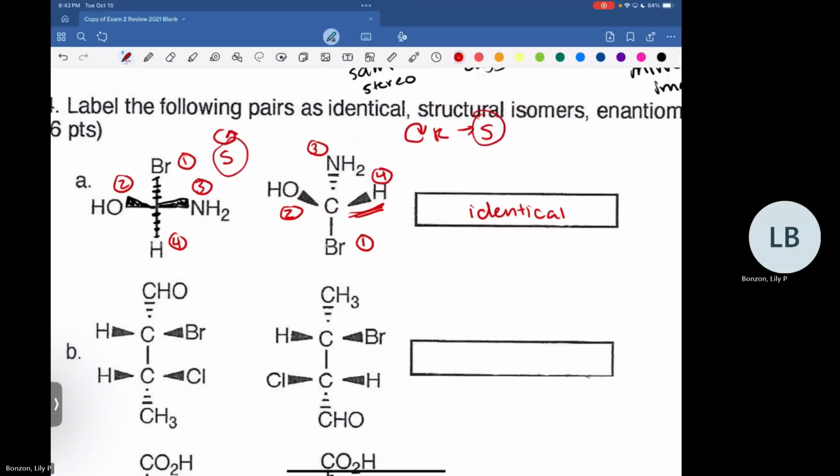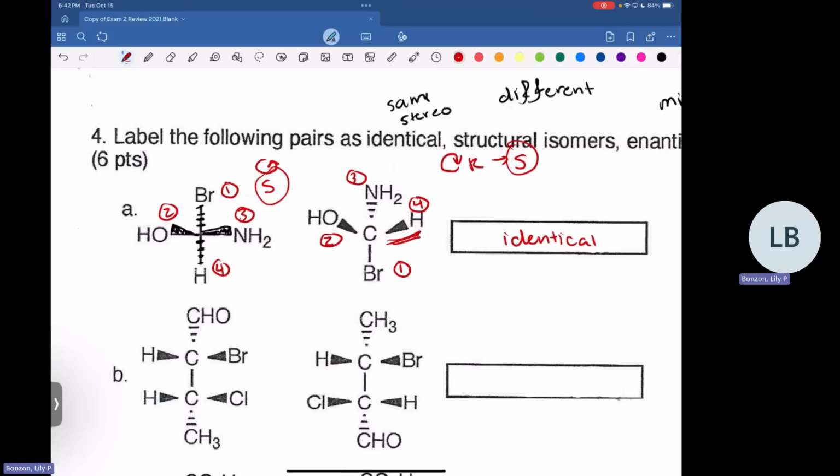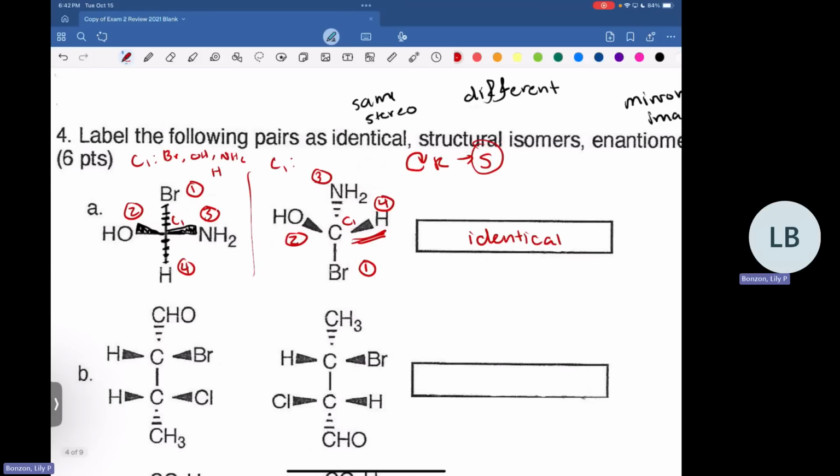So, what I like to do for structural is I like to label the chiral center. So I just say like C1. And then between the two sides, I would look to see what's attached. So on the left-hand side, we have a bromine, an alcohol, or an OH. We have an NH2, and we have a hydrogen. On the right-hand side, we have a bromine, an OH, an NH2, and a hydrogen. So none of the groups are different. So this one is not going to be a structural.